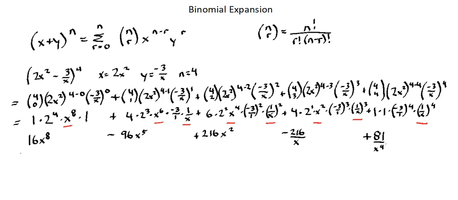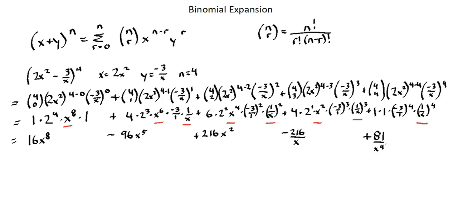And that completes our binomial expansion. 16x to the power of 8 minus 96x to the power of 5 plus 216x to the power of 2 minus 216 over x plus 81 over x to the power of 4.